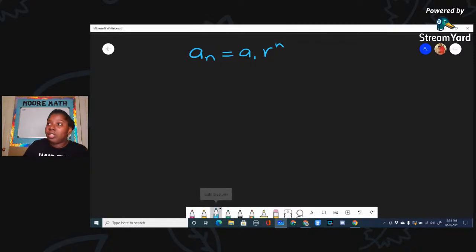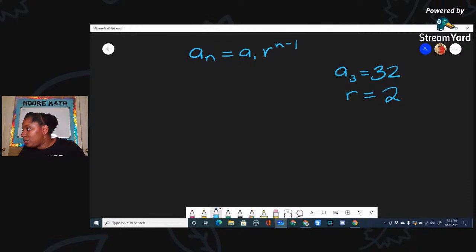Okay. So these were geometric sequences, okay? So I'm going to give you some terms, and then you tell me what it should be. Now I'm making this up off the top of my head, so it might not work, but a sub 3 is 32, and r is, let's say, 2.